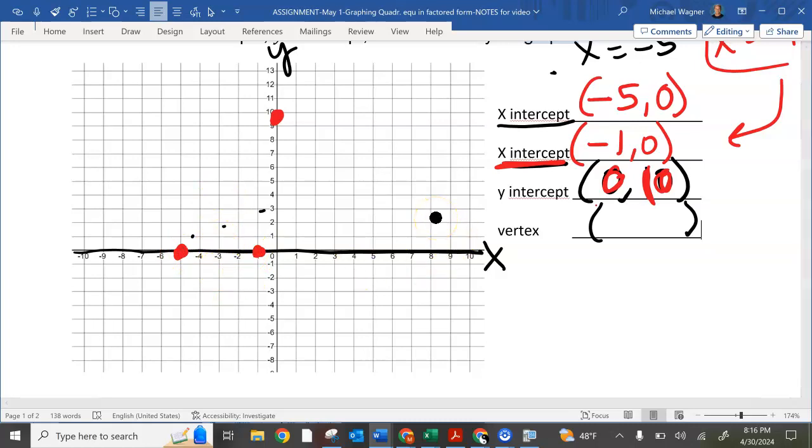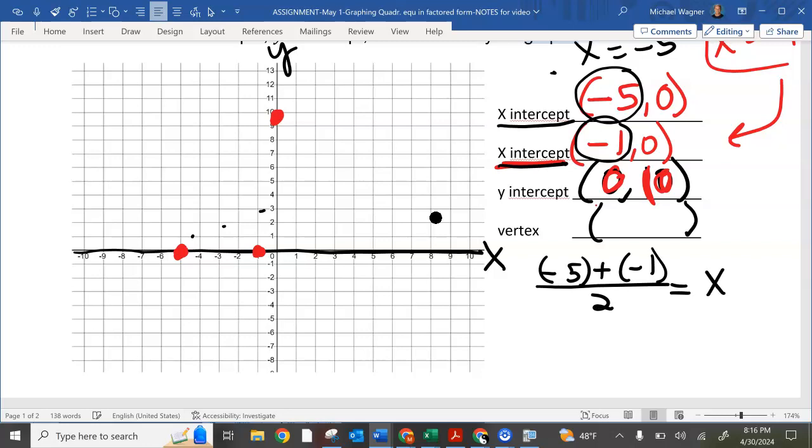Or the second way is we take this value right here, the x-intercept, and this value right here, and we go -5 plus -1, divided by 2, is equal to the x value for the vertex, which is going to be right there. So do that on your calculator. We'll get a calculator and we'll go.